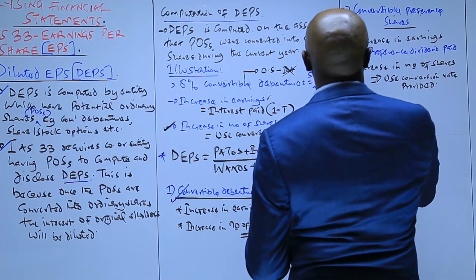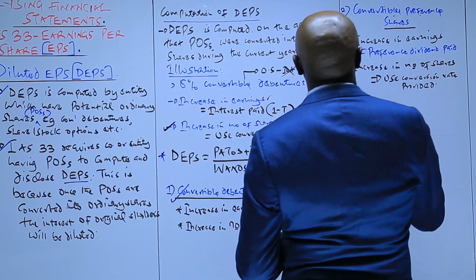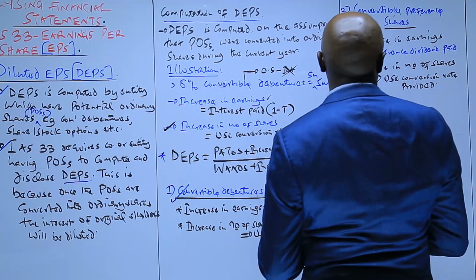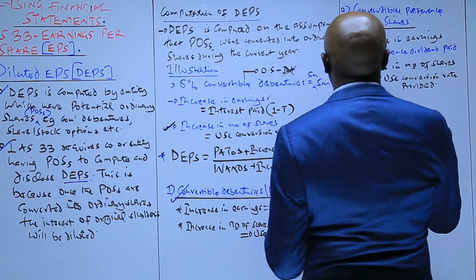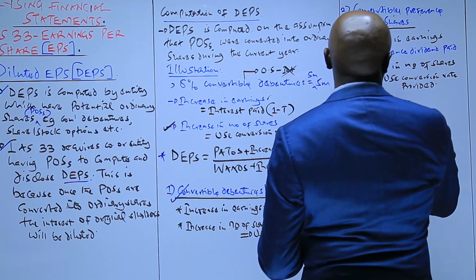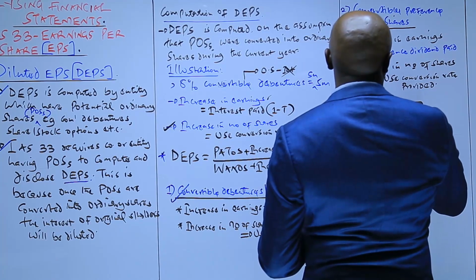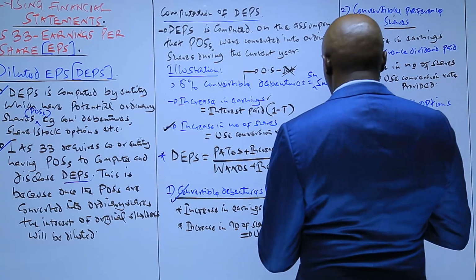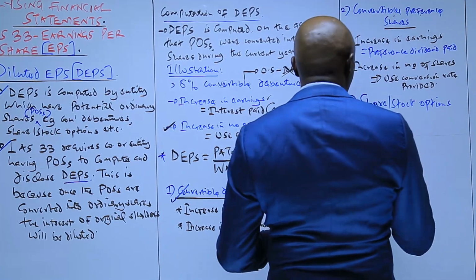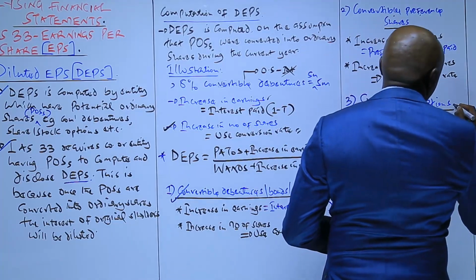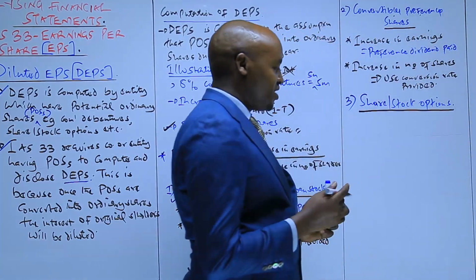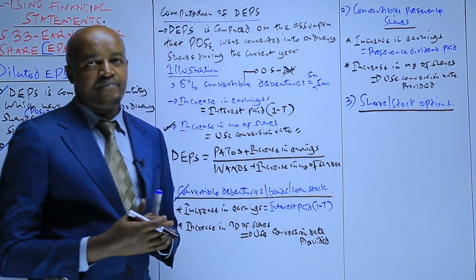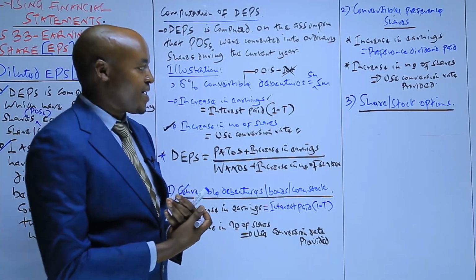Then let's proceed and look at how we treat the other type of potential ordinary share in computing DEPS, and that is the share or stock options. When we talk about the share or stock option, we know that this is basically a privilege, a right which is given to the employees of the company to buy the company shares in the future at a price which is below the market price.